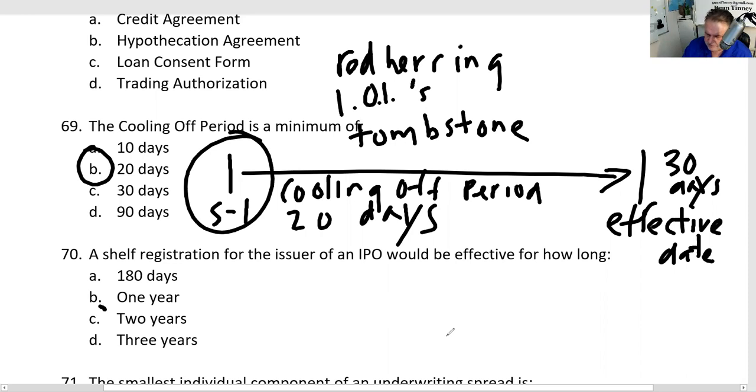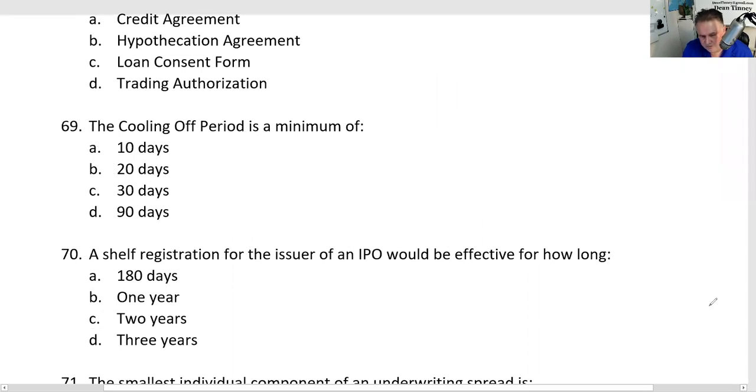And that shelf registration would be good for 2 years. That means we're telling the SEC that we might want to come back within 2 years and raise some additional monies. Now, there's another version of this that's 3 years, and that would be for a WKSI. But on your exam, you would assume it's the regular 2-year version. WKSI is a well-known seasoned issuer of securities.